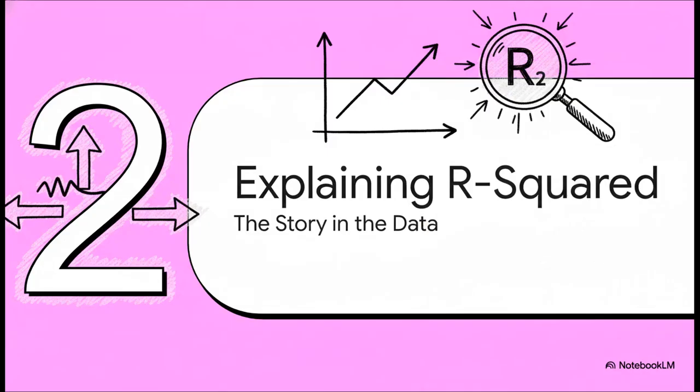Okay, so knowing that two things move together is great. That's a good start. But what if we want to know how much the change in one thing can actually explain the change in another? Well, for that, we need a more powerful tool. And that's where something called R² comes into play.